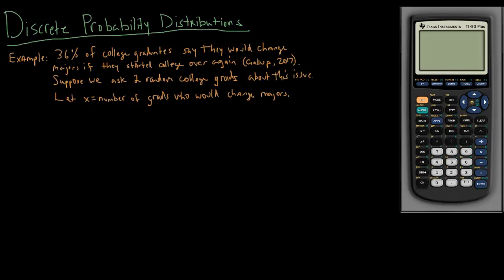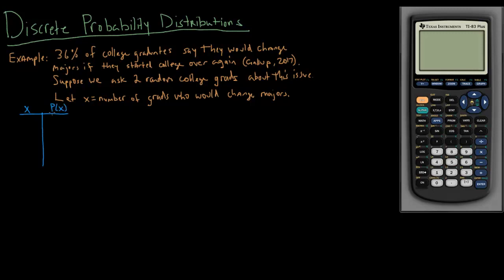So we're asking two people whether or not they would change their major if they went back to school, if they started over again, and they can either say, yes, I would change my major, or no, they wouldn't. And we want to figure out, what's the probability of one of them wanting to change their major, both, zero, that situation. So we start to make a distribution. We make a little chart here. Remember, our distribution is essentially just a t-chart where we have the outcome, we call that x, and P of x is the probability.